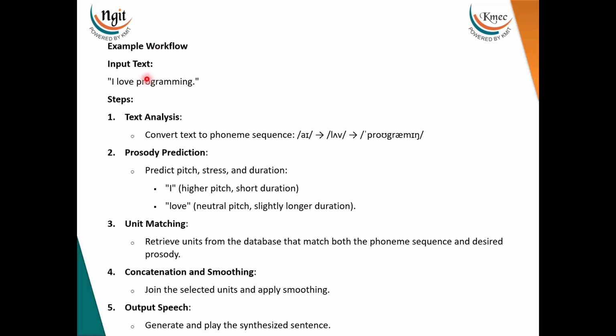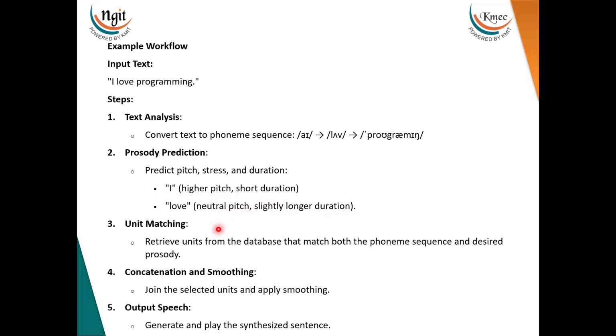An example workflow is given: I love programming. So the steps involved. First is text analysis, which converts text to a phoneme sequence. So you can see the phoneme sequence. Next is prosody prediction, which predicts pitch, stress, and duration. So the given input text is I love programming, right? Here I and love are both considered in prosody prediction. You can see here, I has higher pitch, short duration. Love, neutral pitch, slightly longer duration. So I has higher pitch but short duration, whereas love has neutral pitch but longer duration.